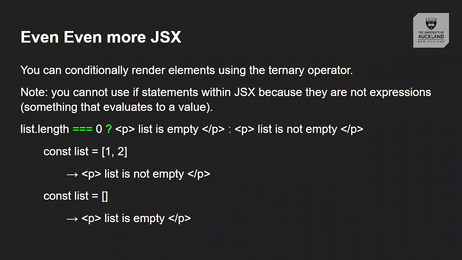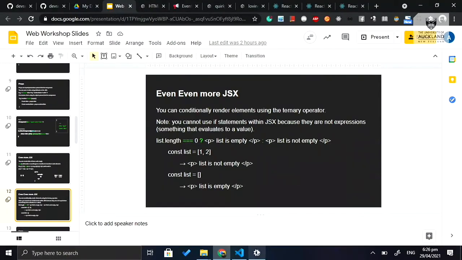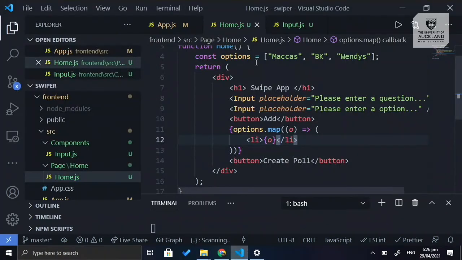expression. A note is that you cannot use if statements within JSX because they're not expressions, they're statements. Expressions are something that evaluates to a value. A ternary operator either evaluates to that JSX tag or this one, so you can use them. As an example, we want to show a text saying "oh no, no options" if this list is empty. So let's do that.